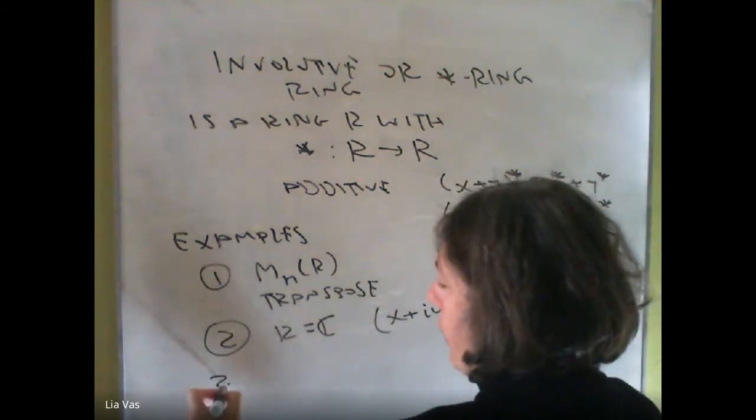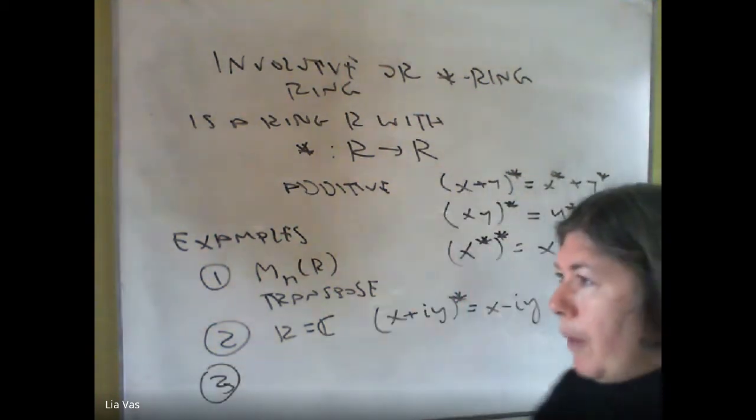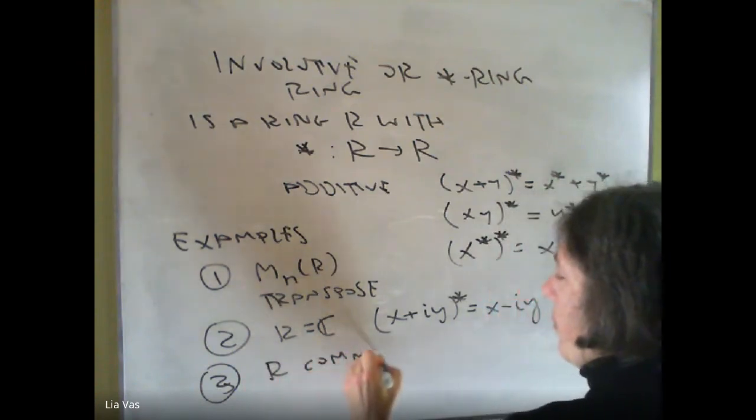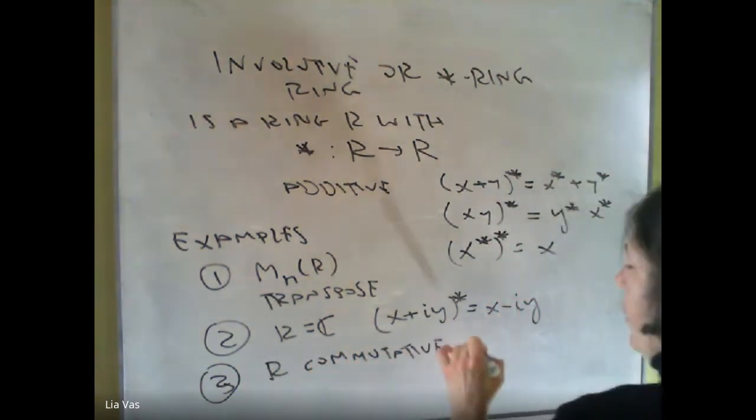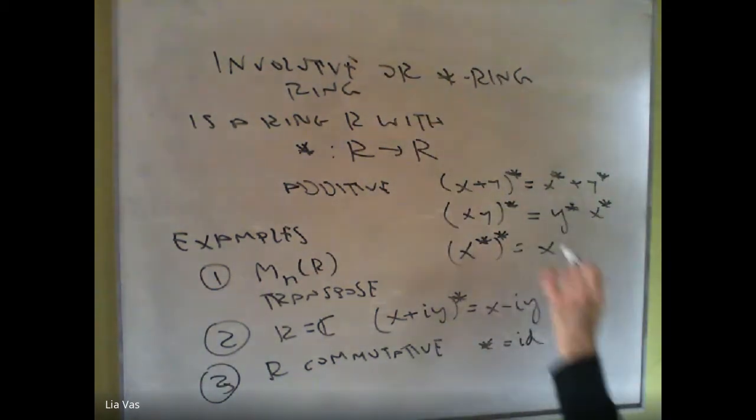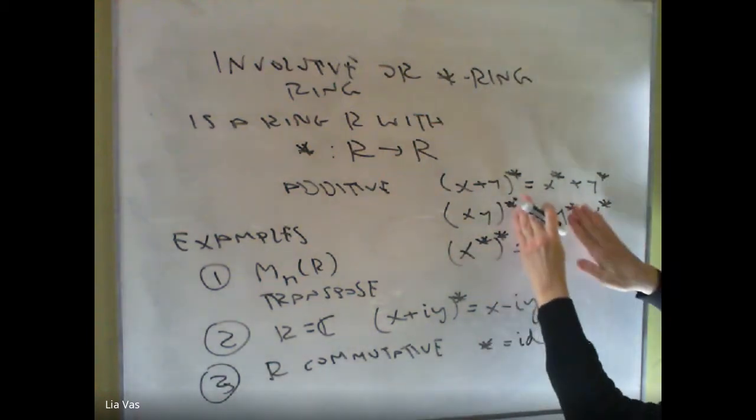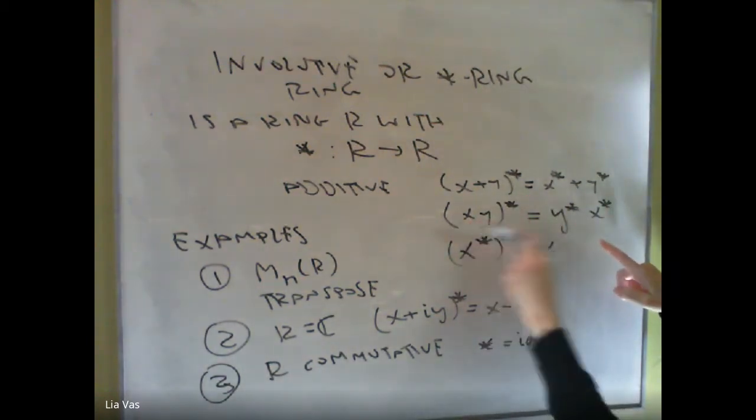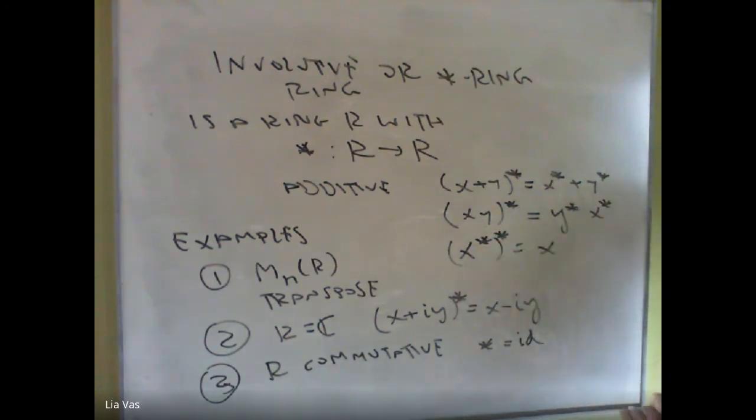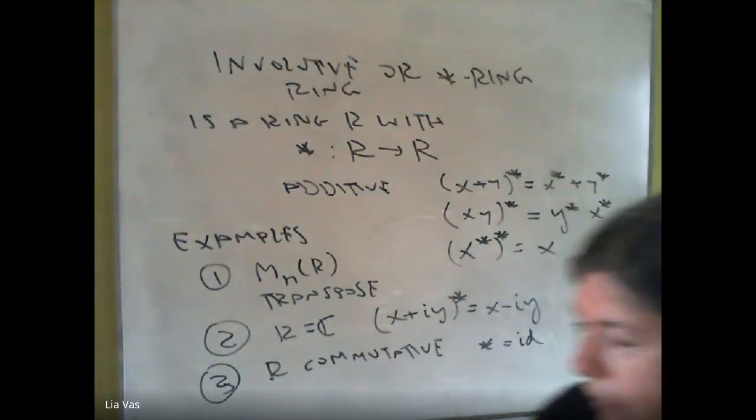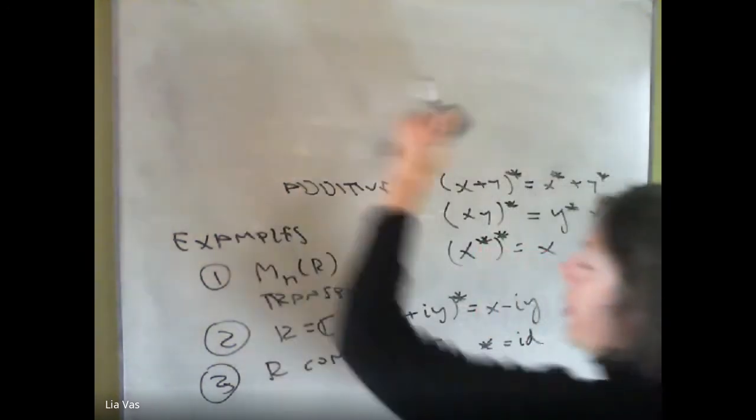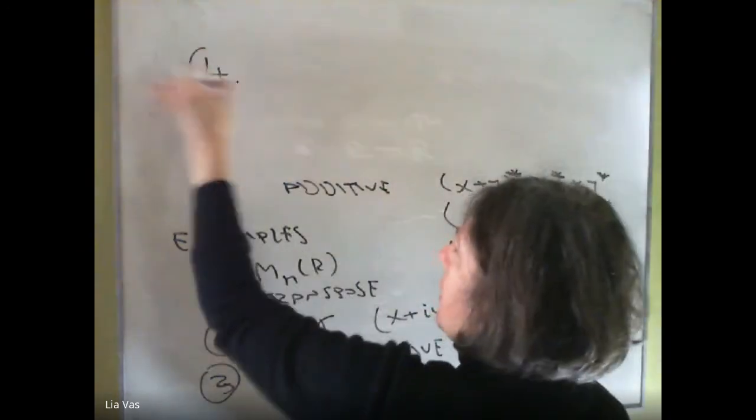And then let's do another, in a way, trivial example. So if R is commutative, then you can take star to be identity, and that works certainly. If this is doing nothing and R is commutative, then xy is indeed equal to yx. This certainly holds if star is doing nothing, right?